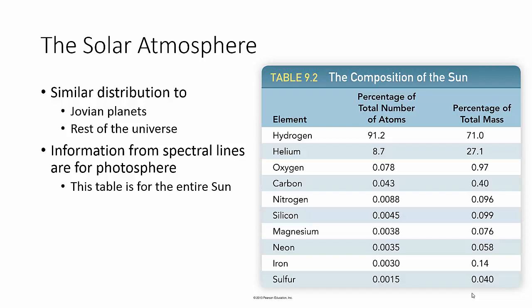Now you'll notice there's a little bit less hydrogen and a little bit more helium than the original estimate of when it started. Again, not really that much of a difference. Could just be an error in calculations. But you can see that there's also other stuff in the sun: oxygen, carbon, nitrogen, magnesium, iron, sulfur, a whole bunch of other stuff, but really, really small amounts.